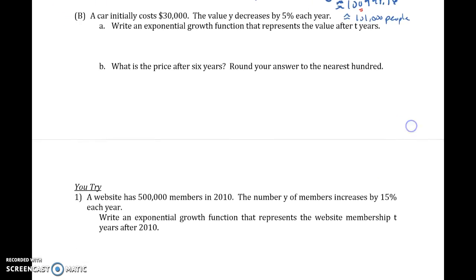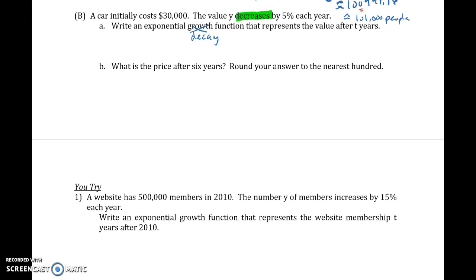So a car initially costs $30,000. The value decreases by 5% each year. Let's write an exponential, and this should say decay, not growth, function that represents the value after t years. And we know it's decay because you'll see it's decreasing.